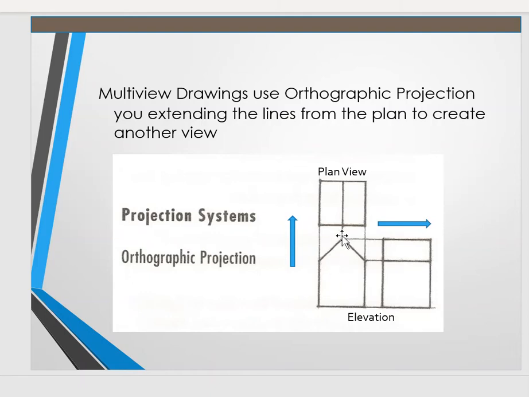Now, if I take those same type of lines and I project them over here to the right, and I have the roof line, and I know how wide it is because it's right here, I now created a side elevation. That is orthographic projection, taking one viewpoint and creating multi-views.